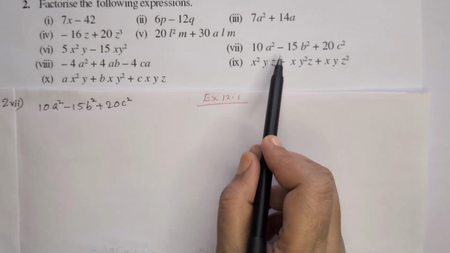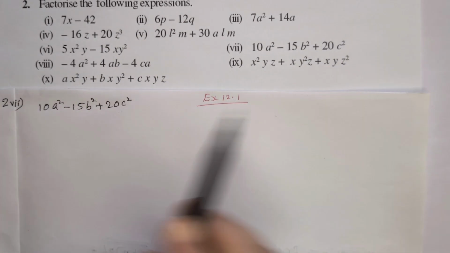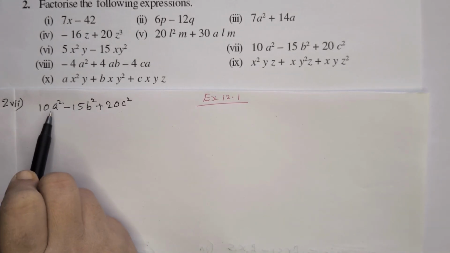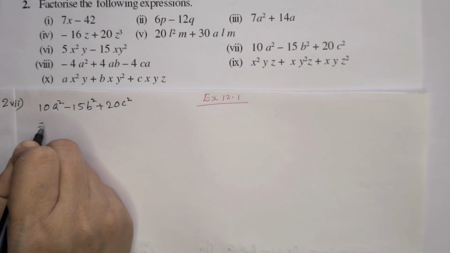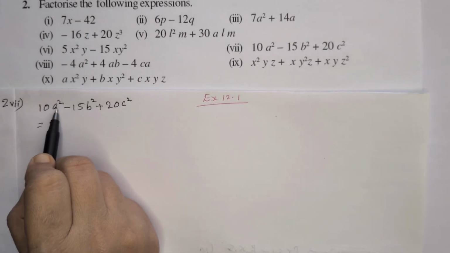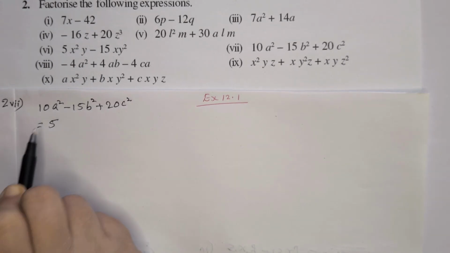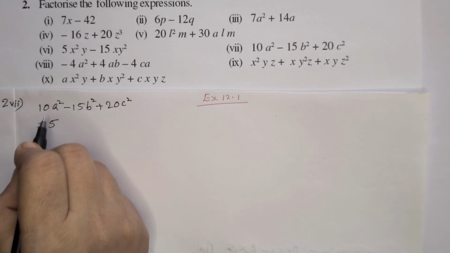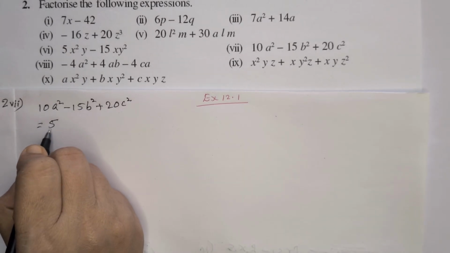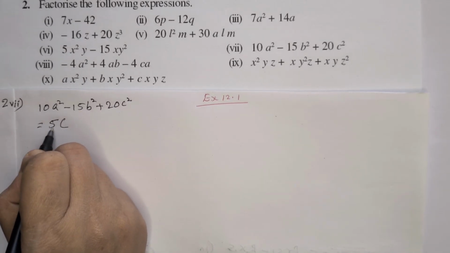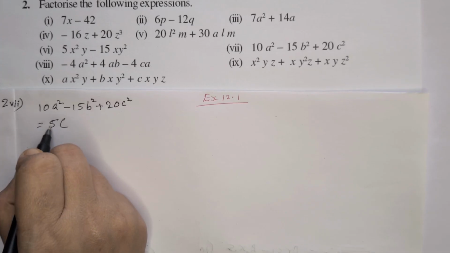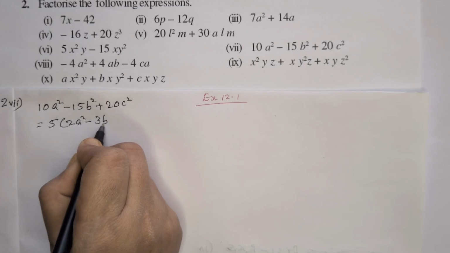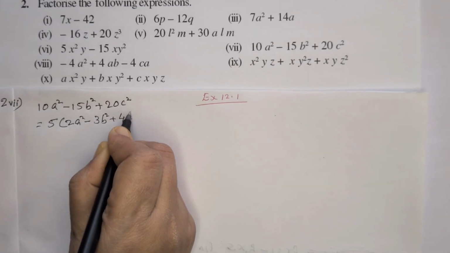Seventh one, 10a square minus 15b square plus 20c square. Now look at the numbers, 10, 15, 20. So multiple of 5. So we can take 5 as common. Then as variables a square, b square, c square, not any common term in the variables here. So just 5 is common, take that common term out. Then if we are taking 5 out, what is remaining here? 2, 5 into 2, 10. 2a square, here 3, 3b square plus 4c square.